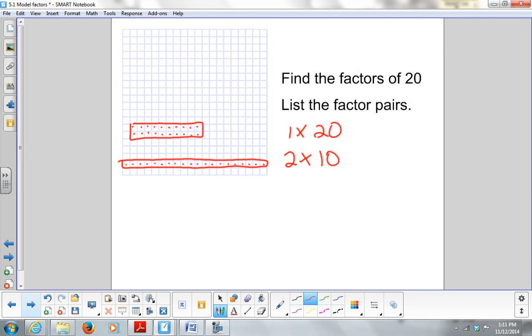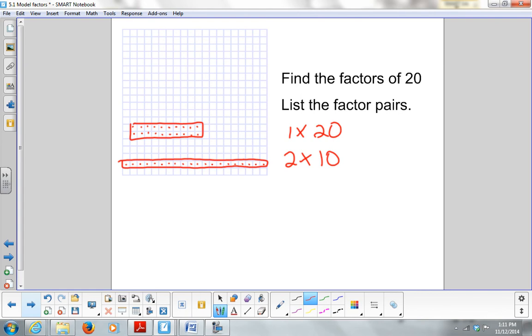Okay, let's see. How about 3? Can I go 3s? 3 divided by 20. If I'm not sure, I can always try, right? I can go 1, 2, 3, 4, 5, 6, 7, 8, 9, 10, 11, 12, 13, 14, 15, 16, 17, 18, 19, 20. That would give me a box that looks like this. Is that a square box? Then it can't be divided evenly. Okay, so 3 doesn't work.